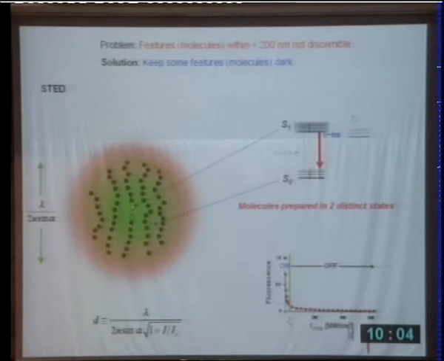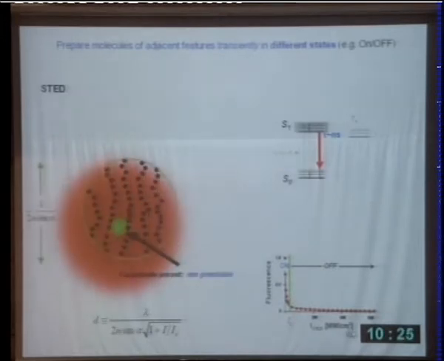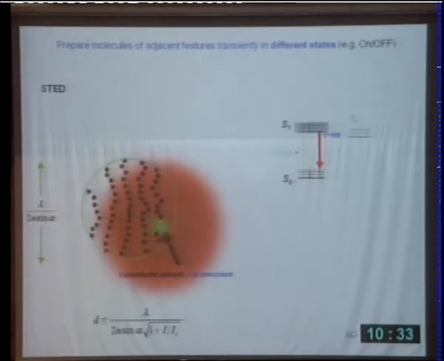And because we prepare the molecules in two different states, we can separate them. Although all of them are flooded with excitation light, they are in different states. They can send light back, but those can't send light back. And because these can send light back, we can separate them from the rest. That's the whole story in a nutshell. And as I said, we get the rest of the molecules just by moving this beam across the 200 nanometer zone. And of course, you always know where the signal comes from because that's preset by the zero of the donut.